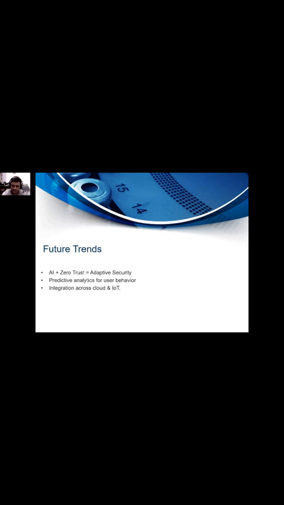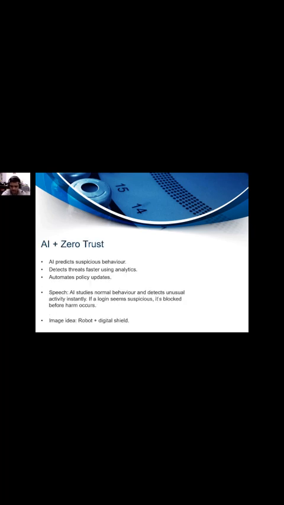AI and zero trust. When AI is combined with zero trust, it creates adaptive security. AI studies normal user behavior and learns what is typical. If anything unusual happens, like suddenly downloading data at midnight, it automatically triggers an alert or blocks the access. This automation reduces human effort and ensures faster threat detection. In short, AI gives zero trust eyes and ears, making continuous awareness and self adjustment.